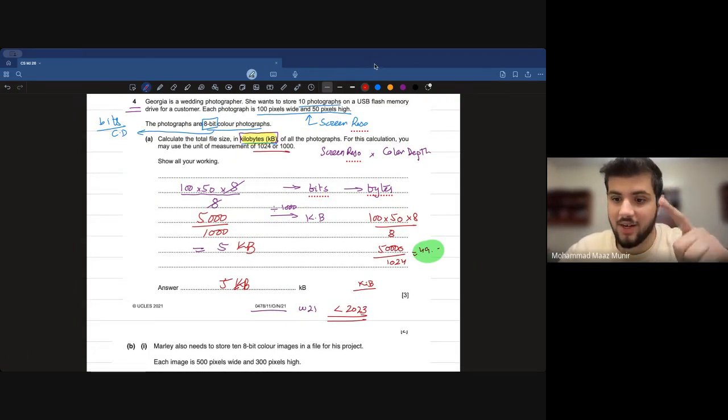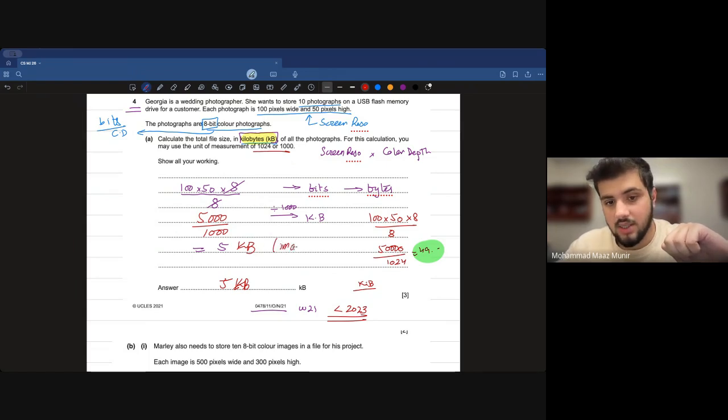One important point. Yes, exactly, Hassan Abdullah. Bilkul, you're saying. You have 10 photographs. So this is of one image. Okay, this is of one image. 5 is of basically one image. And so you need to get it for 10 photographs, right? So we need to calculate the total file size.